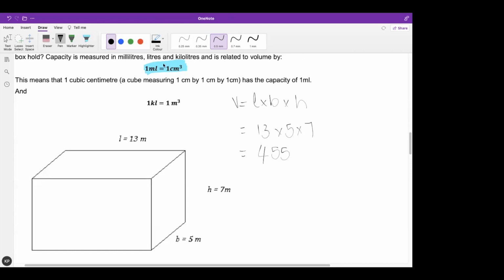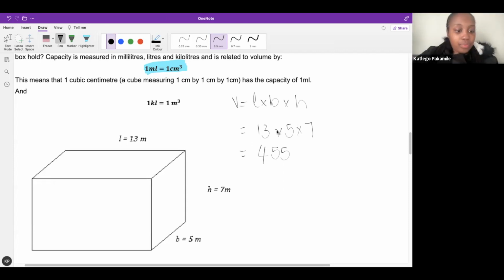455. And what unit did we have this in, guys? Thank you, Livia, for including the right unit. Meters cubed. So if I were to say convert this to a capacity, you would convert it to what? Since it's in meters cubed, if you are converting to capacity, kiloliters. So then 455 cubic meters is how many kiloliters? Thank you very much. 455 kiloliters.